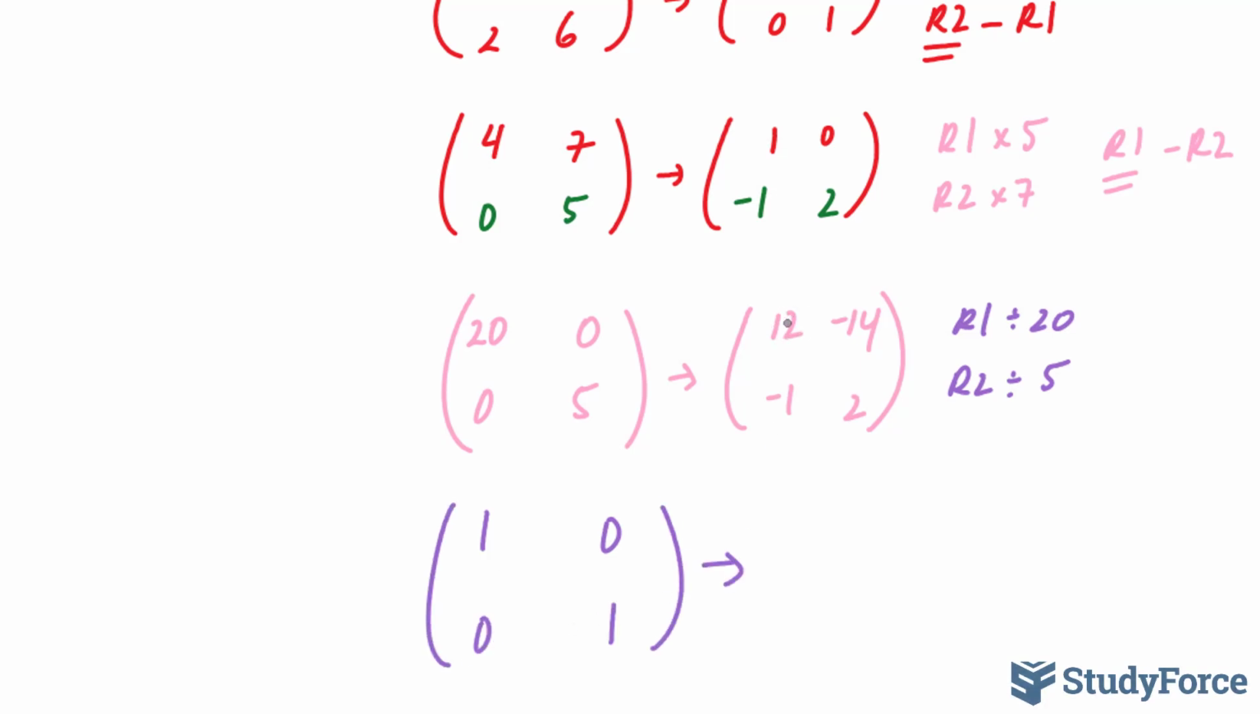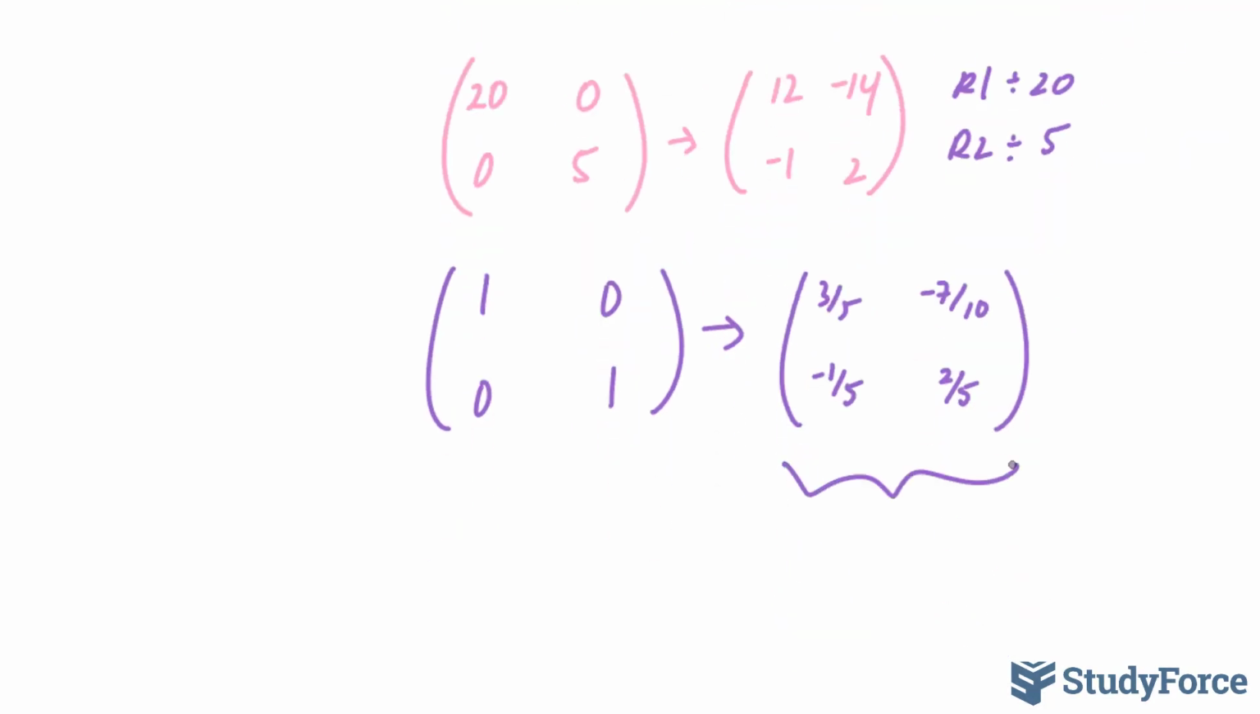This gets divided by 20, this gets divided by 20, and that gives us 3 over 5 and -7 over 10. Now I know it should give you something bigger. For example, this should be 12 over 20, but I've just reduced it. And similarly, I've reduced that and it becomes -7 over 10. If I divide this by 5, I get -1 over 5. And this divided by 5 gives us 2 over 5.